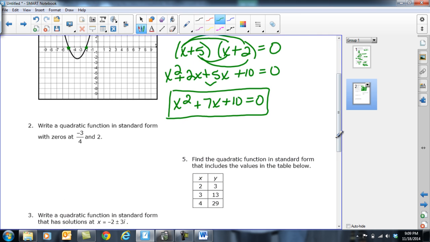So number 2 here says to write a quadratic function in standard form with zeros at -3/4 and 2. Well, what that tells me is that I have x is equal to -3/4 and x is equal to 2. This x equals 2 is easy. I'm going to do like I did over here, and I'm going to make it equal 0. So I'm going to subtract 2 from both sides, and so it becomes x minus 2 equals 0.